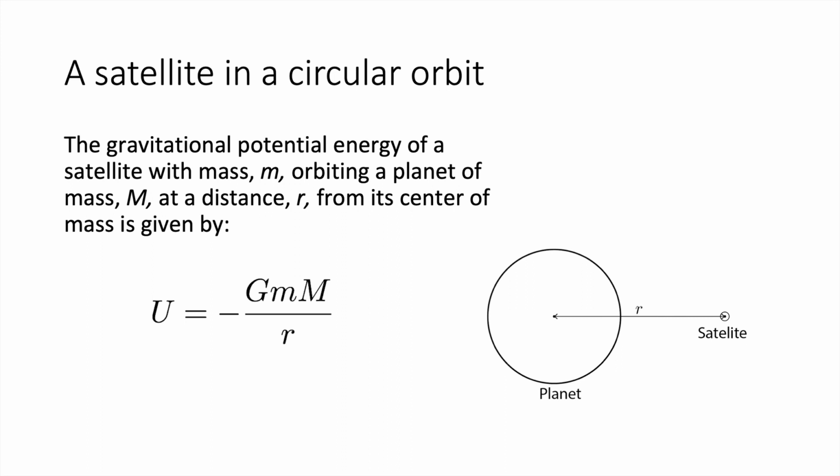So let's start by considering a satellite in a circular orbit. Now, from the last section, we know that the gravitational potential energy of a satellite with a mass given by little m orbiting a planet with a mass capital M at a distance r from its center of mass, which is shown in this diagram here, is given by U = -G M m / r.